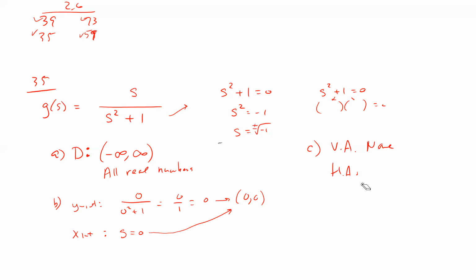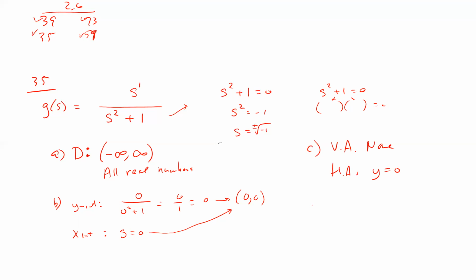Degree on top. What's the highest exponent on top? 1. It's a 1. Highest exponent on the bottom? 2. It's a 1/2. Therefore, y equals 0 is the horizontal asymptote. We good? If it was 2 and 2, we would take the ratio, right? If it was 3 and 2, we know it was a slant asymptote, not a horizontal. And anything different from that, we will not know.